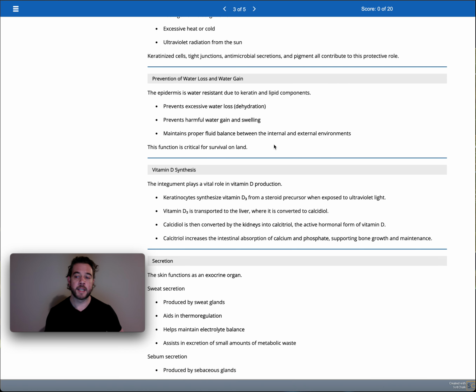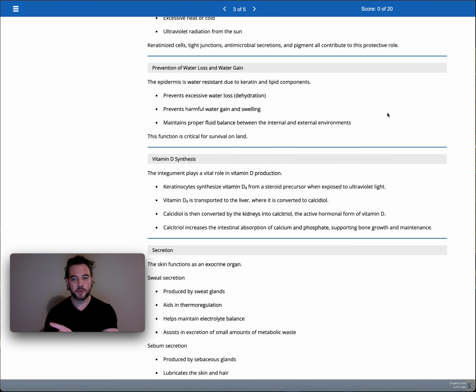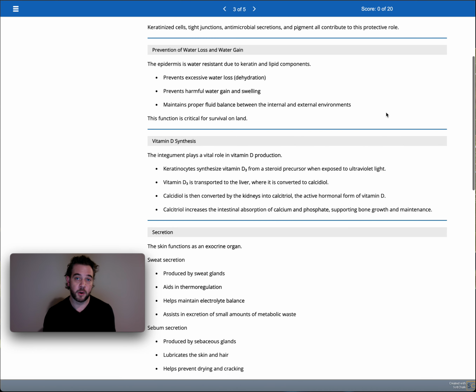And again, like I said, this function is critical for survival on land. Moving from an aqueous environment into a dry environment, we had to develop some way of making sure that we didn't just lose all of our water, because without that, we can't survive.